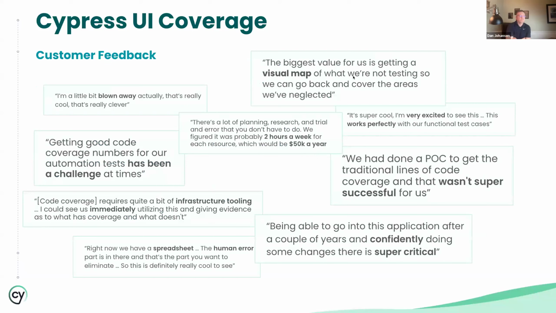A little bit of customer feedback first. A couple things here did stand out that I've bolded. Getting good code coverage numbers for automation tests has been a challenge at times. If you're trying to understand the coverage numbers, is that easy to do? A lot of people we've talked to have really struggled to do that. Some have done POCs, proofs of concept, trying to get the traditional lines of code, using that to generate a coverage score and to understand areas that have not been tested, and struggle with that. But this one is one of my favorites: being able to go into the application and to confidently know exactly what's there and how to change it. It's pretty cool. It's pretty critical. And you're going to see that here in the example that I'm going to walk you through.